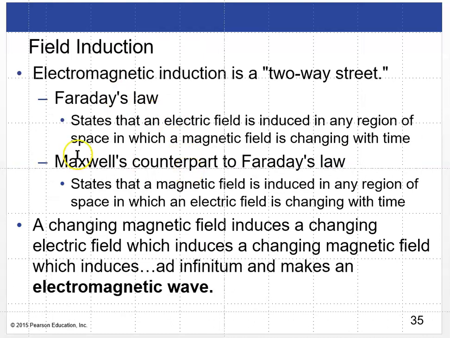Faraday's law states that an electric field is induced in any region of space in which a magnetic field is changing with time. Maxwell says that a magnetic field is induced in any region of space in which an electric field is changing with time. So a changing magnetic field induces a changing electric field, which induces a changing magnetic field, which induces yada, yada, yada. And that is an electromagnetic wave.